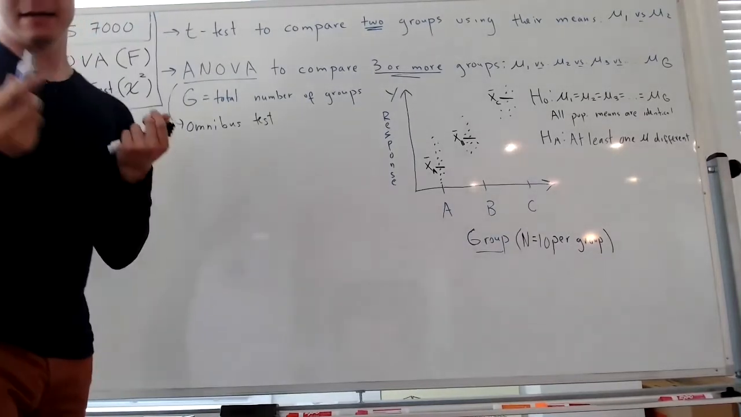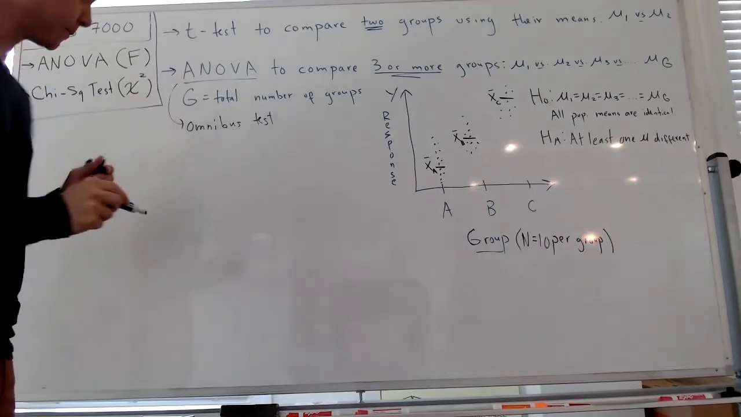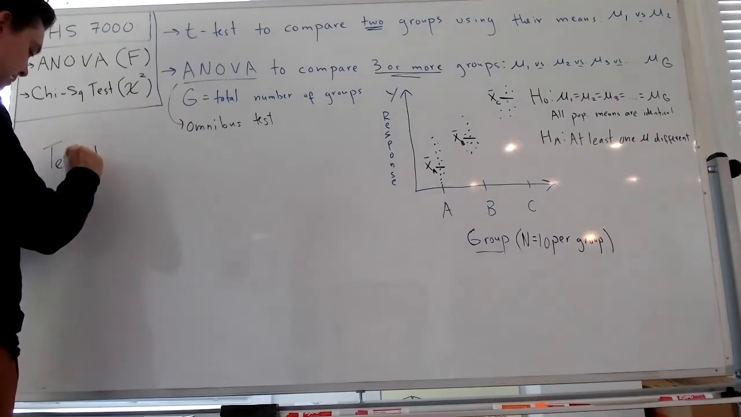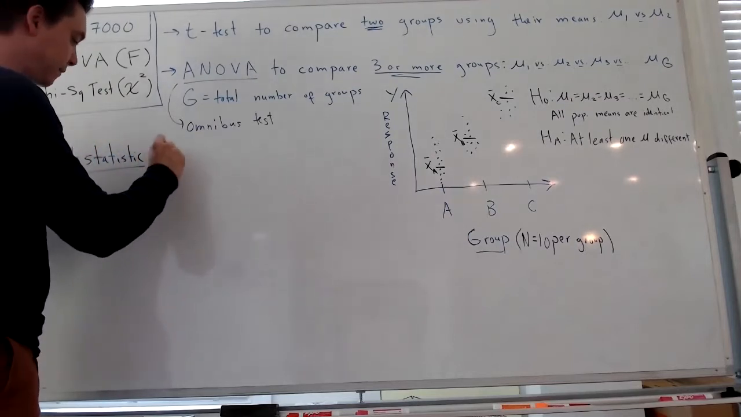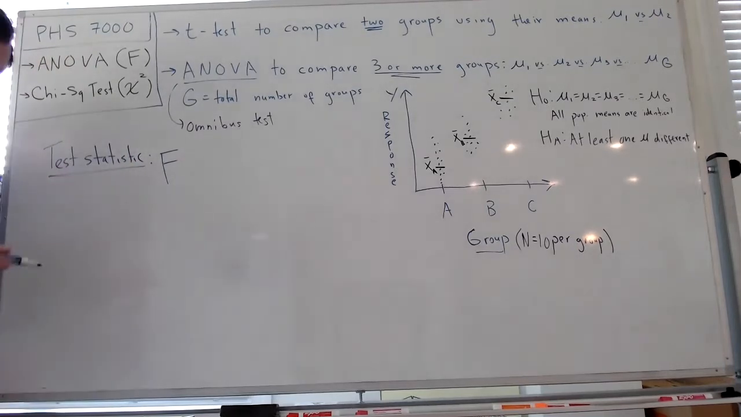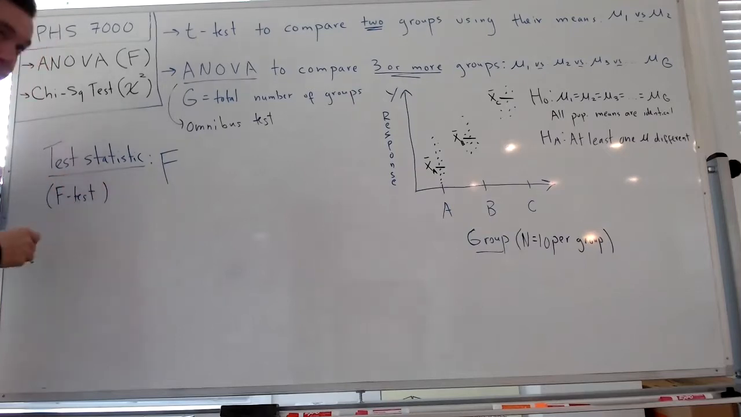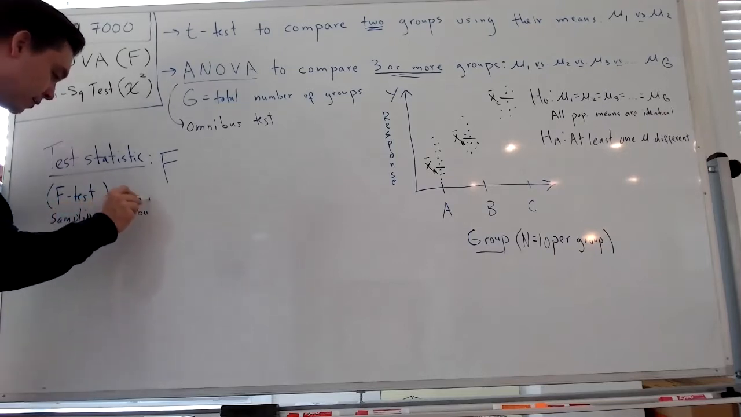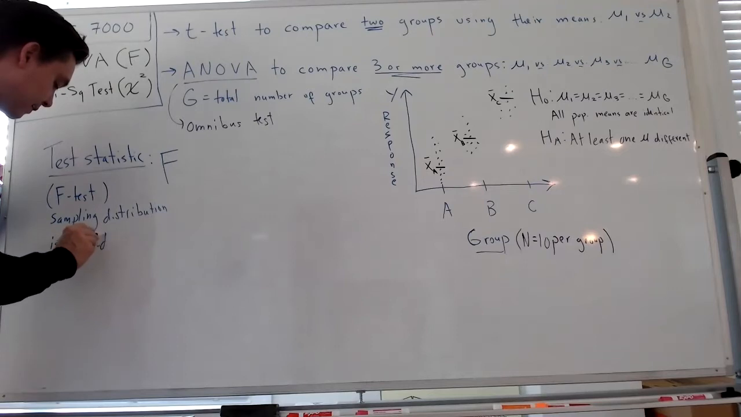So as with the t-test, there is a test statistic. The test statistic is the F. It's called the F test statistic. Sometimes, though quite rarely, this is called the F test. And you may have guessed that the sampling distribution is the F distribution.